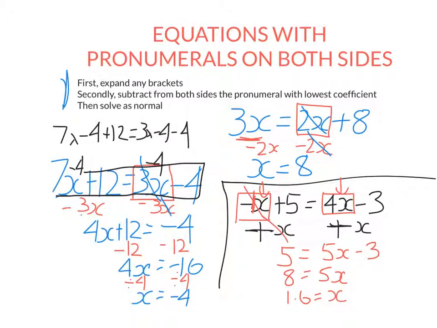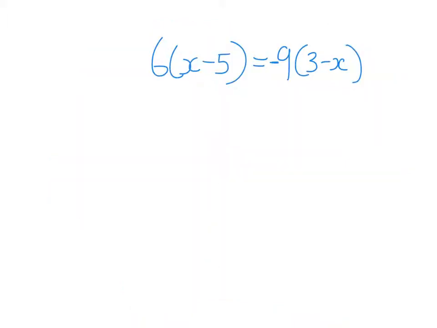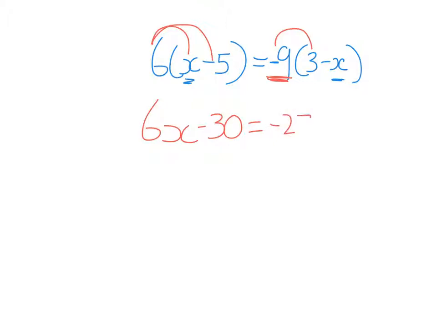Let's look at some examples now with brackets. So let's have a look at this equation. Again, we have x on both sides of the equation. Step 1 on the previous slide was to expand brackets if necessary. So that's what we're going to do. Remember, we distribute the thing outside the brackets to everything inside the brackets. 6 times x, 6 times not 5, but negative 5 equals negative 30. This is not a 9, this is a minus 9. Minus 9 times positive 3, minus 9 times minus x.